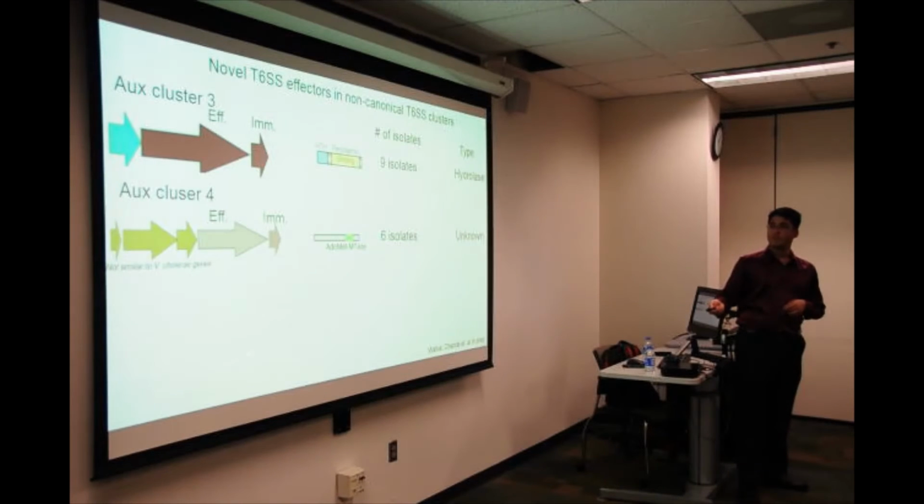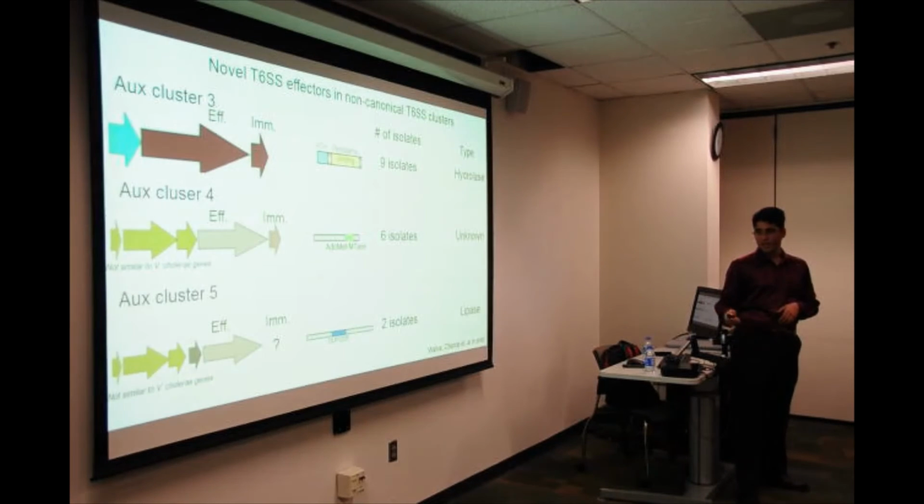I should also mention that while these auxiliary clusters have the same organization like the other auxiliary clusters, the structural apparatus genes are not similar to Vibrio cholerae structural apparatus genes. They are more similar to other known plant pathogens. So this indicates that these auxiliary clusters are probably not native to cholera, but they've been horizontally acquired from other genomes. And finally, we identified a 5th cluster, Aux cluster 5, that encodes for this lipase.